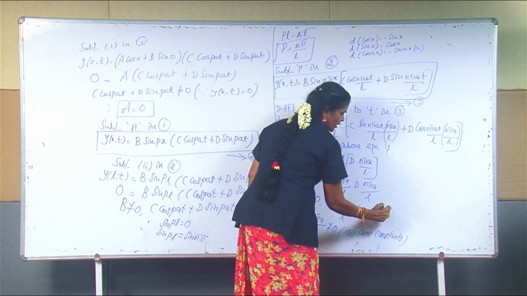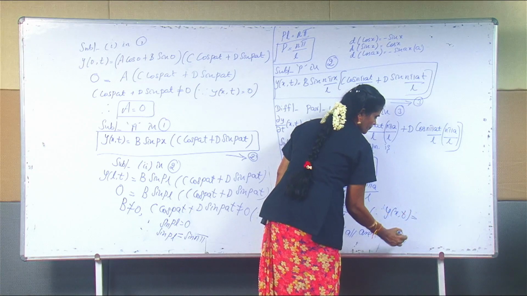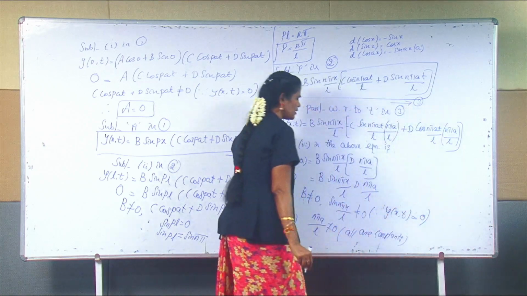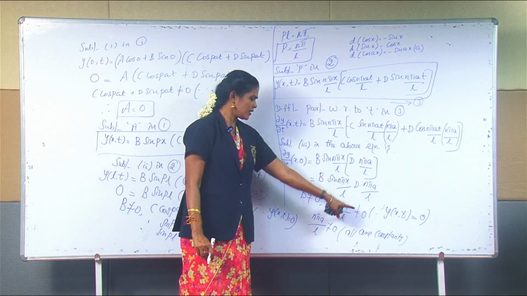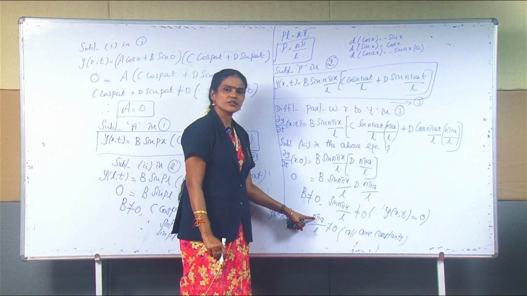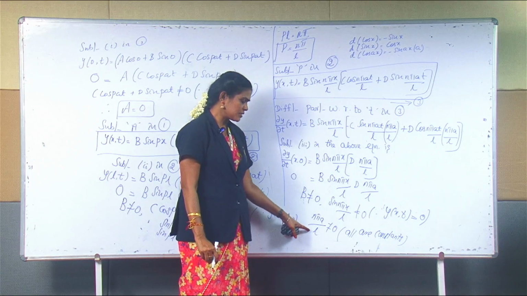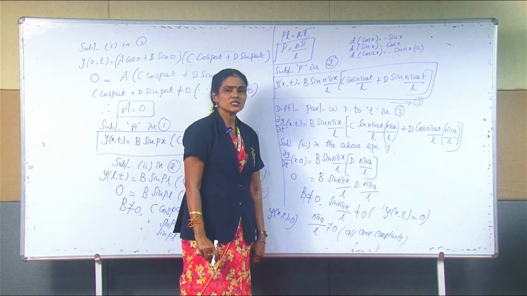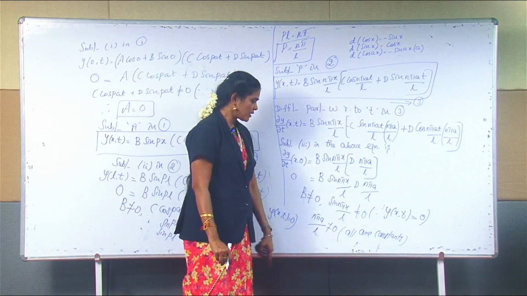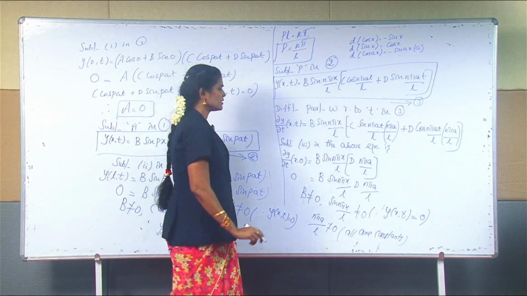Otherwise, as we have already seen, y(x, t) tends to 0. That is why b is not equal to 0 and sin(n pi x by L) is not equal to 0. And n pi a by L is not equal to 0 because everything is a constant term. We can take n equal to 1, 2, 3, etc. L is the length of the interval, pi we already know, and a is also constant. So n pi a by L is not equal to 0. That is why the only possibility is that d is 0.